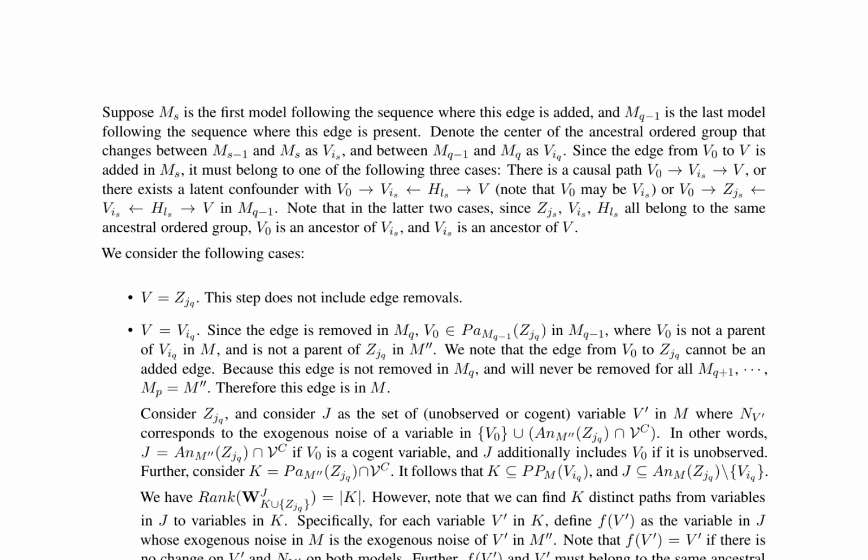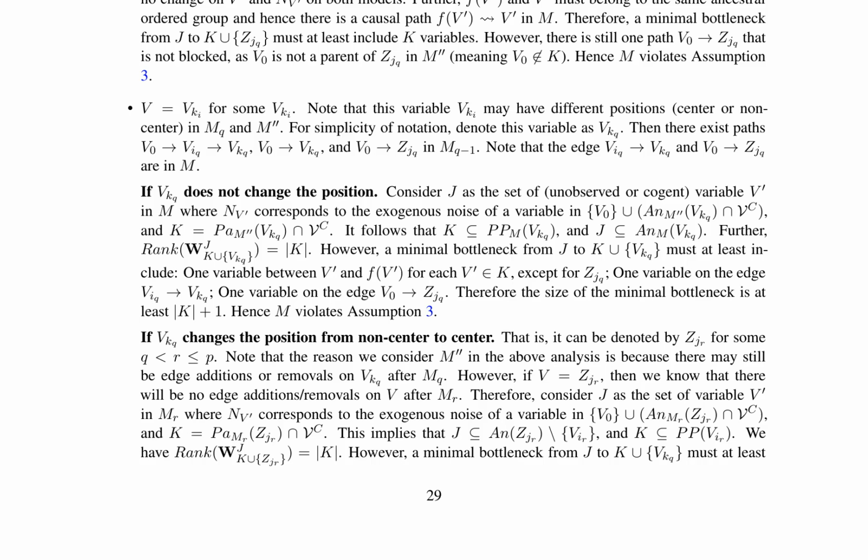The discussion centers around the conditions under which a model, denoted as M, violates assumption 3, which pertains to the existence of a minimal bottleneck in the model. The authors consider various cases based on the type of variable, V, that the added edge connects to. These cases include V being a center node, ZJQ, a non-center node, VKQ, or a latent confounder, VLQ. For each case, the analysis involves defining sets J and K, which represent the variables in M that correspond to the exogenous noise of variables in the ancestral ordered group and the parents of V, respectively.